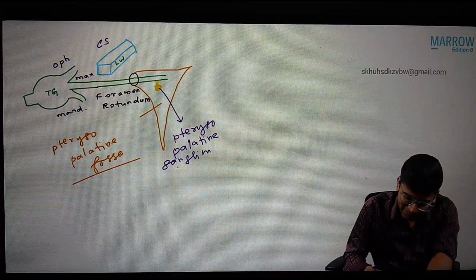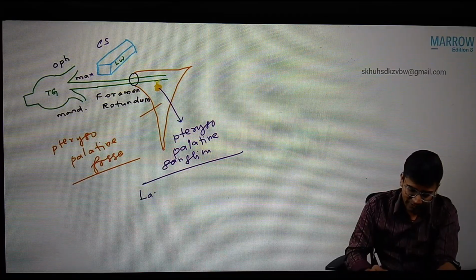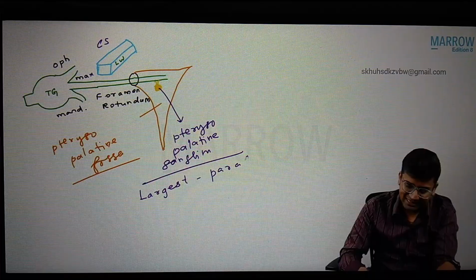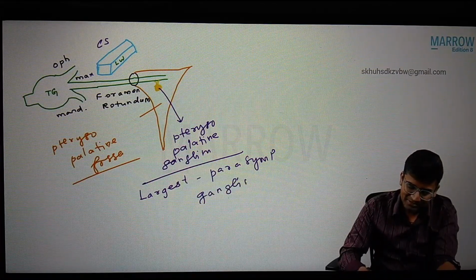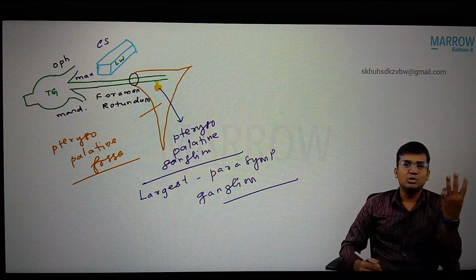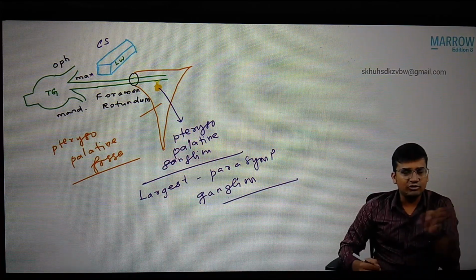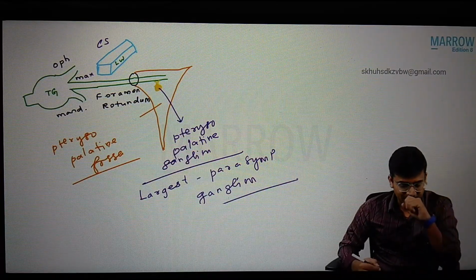Pterygopalatine ganglion, or sphenopalatine ganglion, is a parasympathetic ganglion. And one more point I want to add, that is the largest parasympathetic ganglion. I told you we have only four parasympathetic ganglia: otic ganglion, submandibular ganglion, pterygopalatine ganglion, and ciliary ganglion. Out of the four, the sphenopalatine ganglion is the largest.